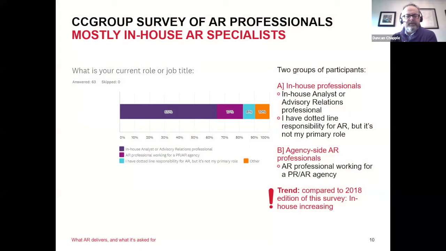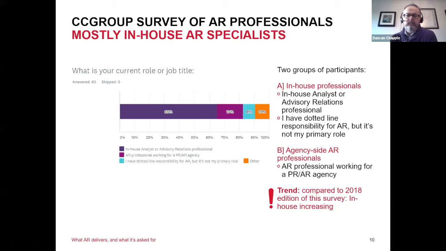We had 63 people who responded to the survey. Most of them, 50 or so, were in-house professionals, so primarily full-time analyst relations people or full-time advisor relations people. And then agency side professionals, so a mixture of people on the agency side, mostly people working for public relations agencies.